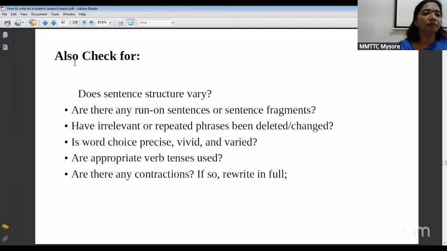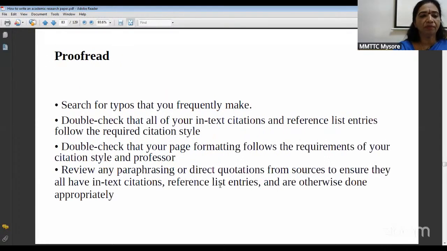So also check: are there any run-on sentences or sentence fragments? Some sentences will be sitting there, giving some meaning, but they will not give continuity. Have irrelevant or repeated phrases been deleted? Make sure the word choice is precise, vivid or varied, appropriate verb tenses are used, and check whether there are any contractions. If so, make sure that you remove all these things.